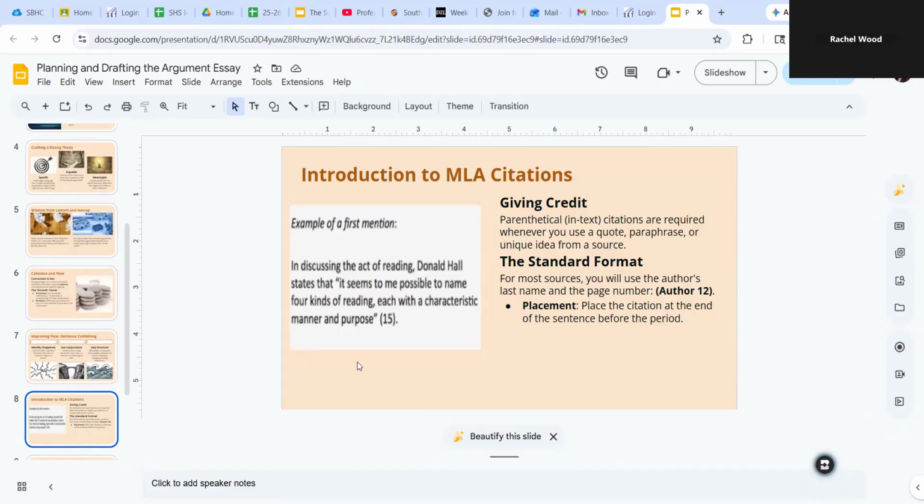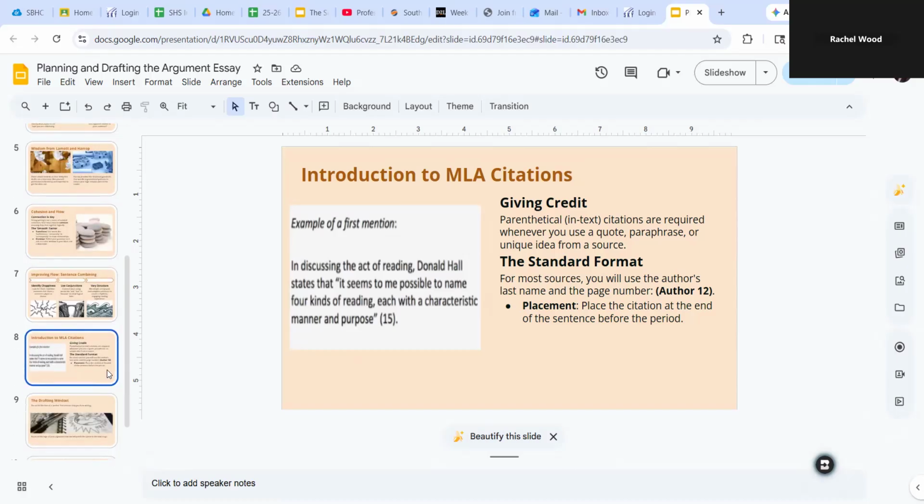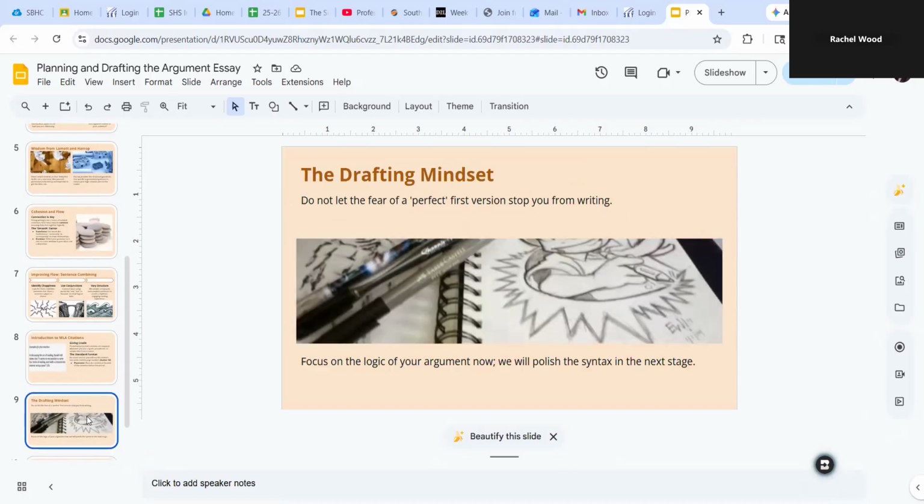Here, you will see that I have taken a screenshot of a proper parenthetical citation. In the discussion and the act of reading, Donald Hall states that it seems to me possible to name 4 kinds of reading, each with a characteristic manner and purpose. Page number is there, period is at the end. Because you've mentioned the author, all you have to do is put the page number in. And so that is how a proper in-text citation will look.